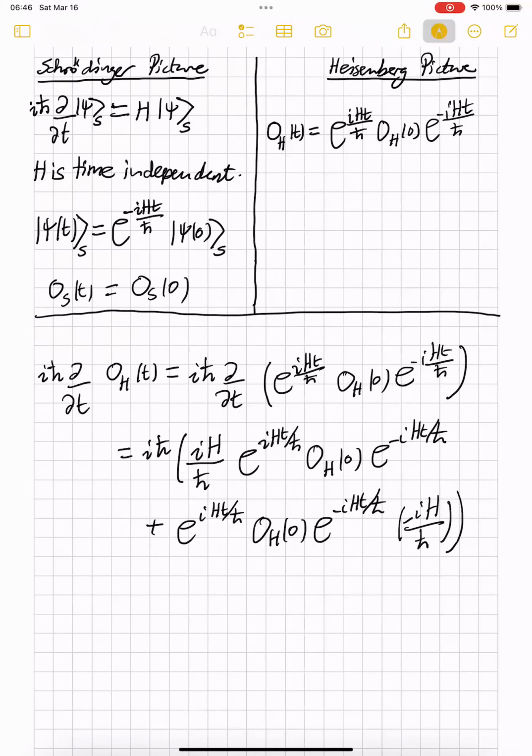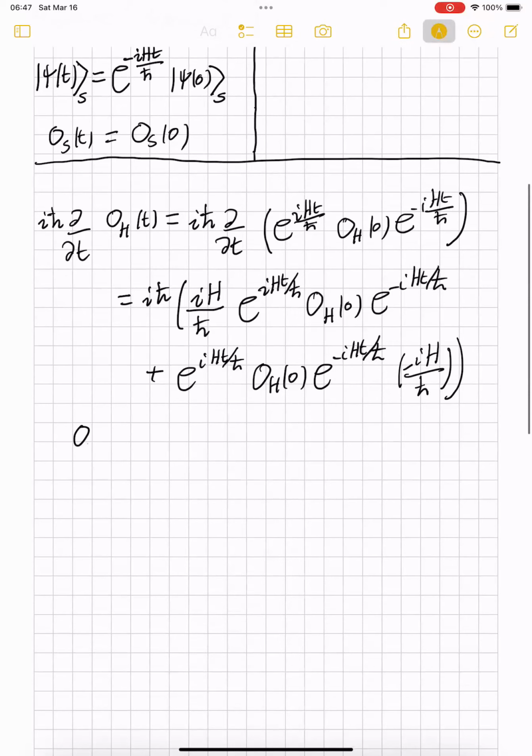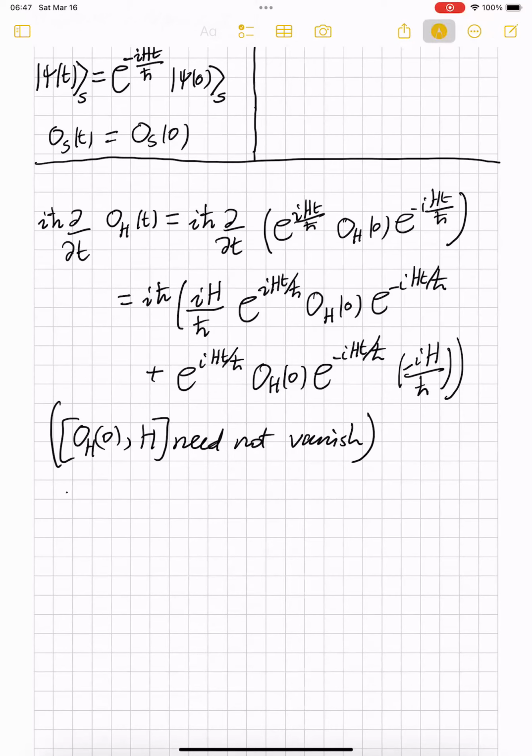Now, I can happily pull this last factor, the minus iH over h bar, through the exponential, but I cannot pull it through O_H of zero because the Hamiltonian and my Heisenberg picture operator need not commute. So I must leave the Hamiltonian to the right-hand side of O_H of zero in the first term, and I must leave it to the left-hand side of O_H of zero in the second term, and that is because the commutator of the Hamiltonian with O_H of zero need not vanish. So I cannot pull my Hamiltonian through O_H of zero. Okay, so now looking at the first term, I times by i will give me a minus. h bar divided by h bar is just 1.